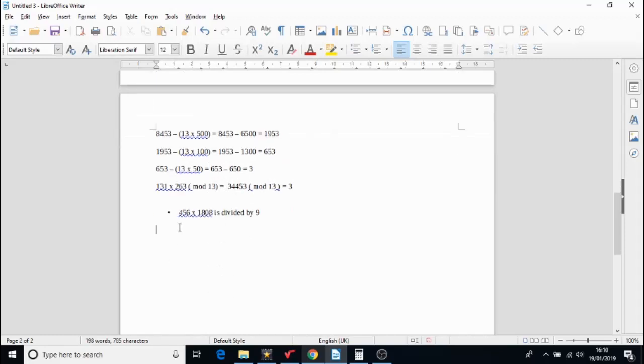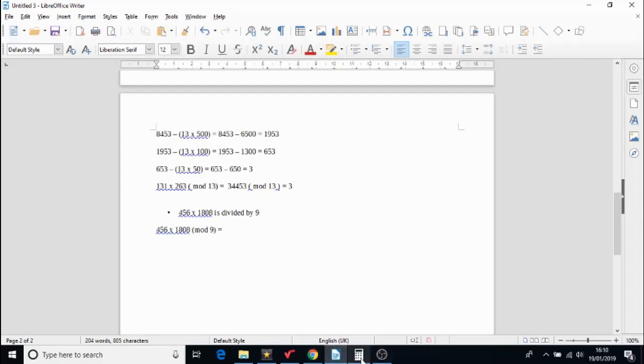Same process that we did with the previous question. We're going to work out 456 multiplied by 1,808, mod 9. So we're going to work out the remainder of that: when you find the answer to 456 multiplied by 1,808 and divide that by 9, what's the remainder? That's what we're trying to find.